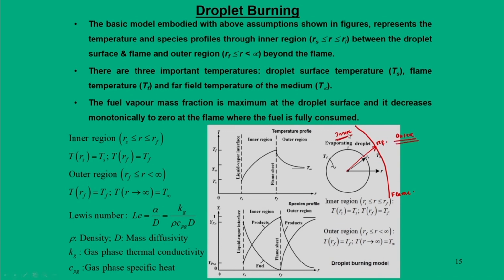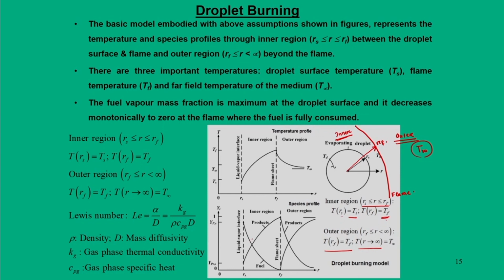This inner range stands from Rs less than or equal to R less than or equal to Rf, and within this inner range we can define the surface temperature at the droplet surface as Ts, and at the flame the temperature is Tf. This is the first thing. And when you go to the outer region, at R equal to Rf the temperature is Tf, which is the first boundary condition, and when R goes to infinity, it is T infinity. So this is what we call the outer region.